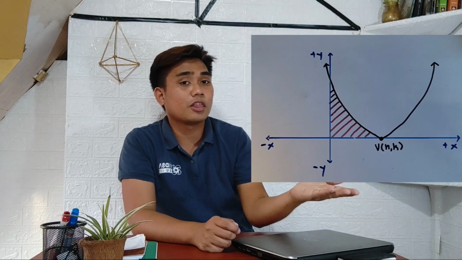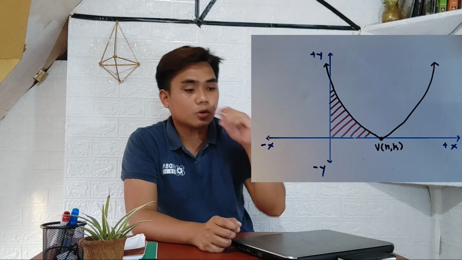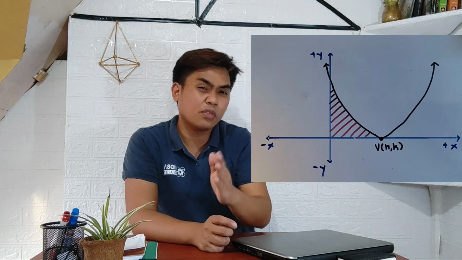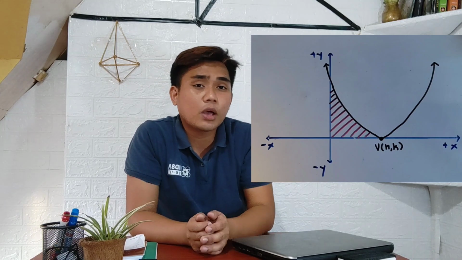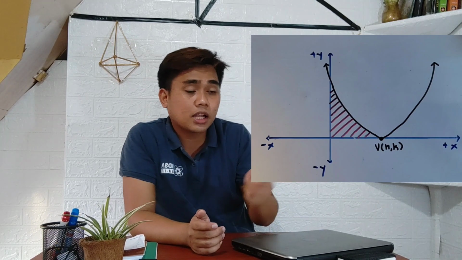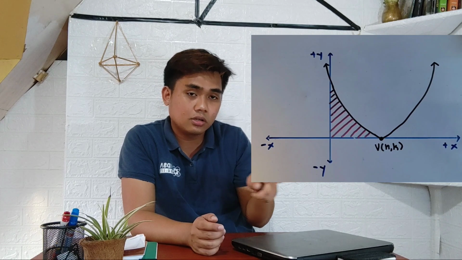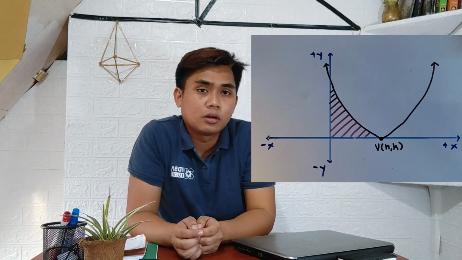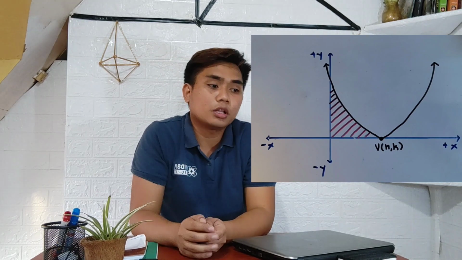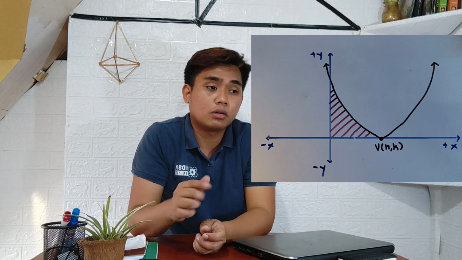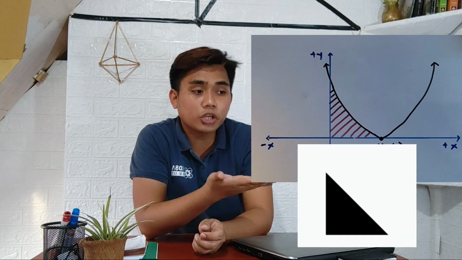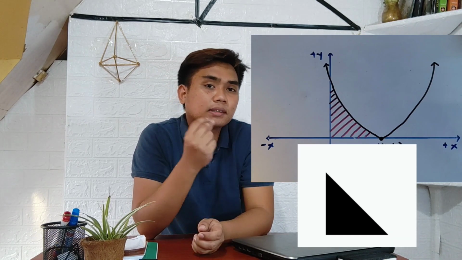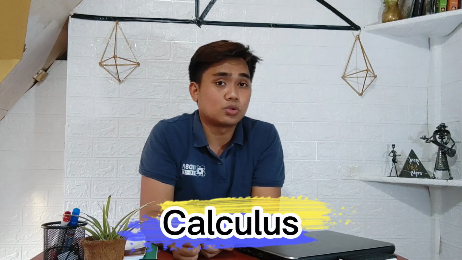Like say for example this. Okay, if you say this is a parabola with the intersection of the x and y axis. If the teacher will ask you, can you please calculate the area of this shaded region, the intersection between this parabola and the x and y axis? Well, of course, we cannot do that by just having a formula. Maybe masasabi natin mukha siyang triangle, 1/2 BH, but no. And dyan papasok si calculus.